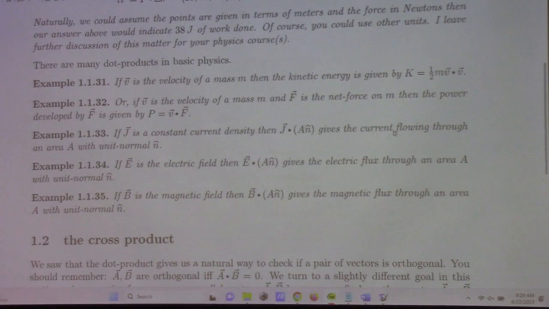Anyway, so tomorrow, cross products. And hopefully I'll talk about the equations for lines and planes as well.